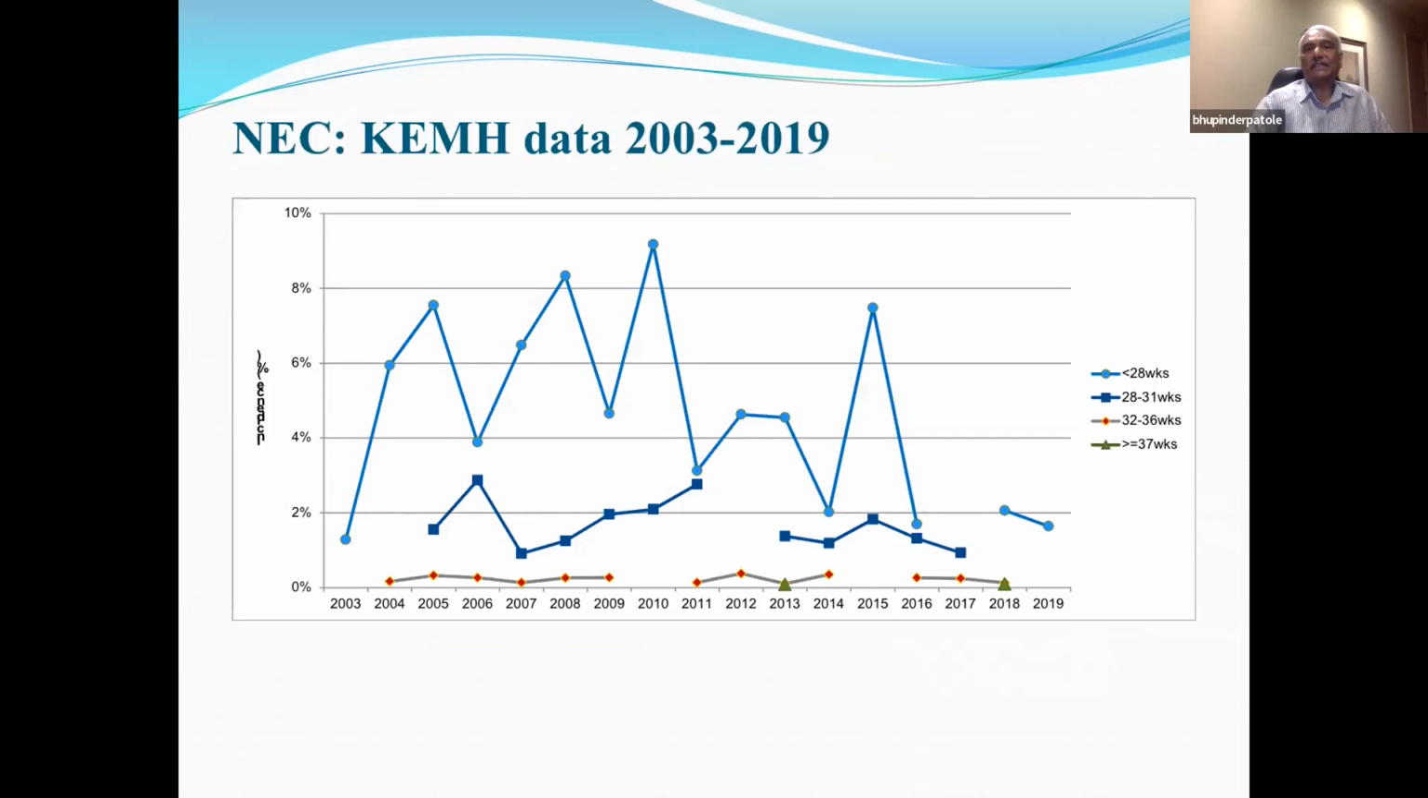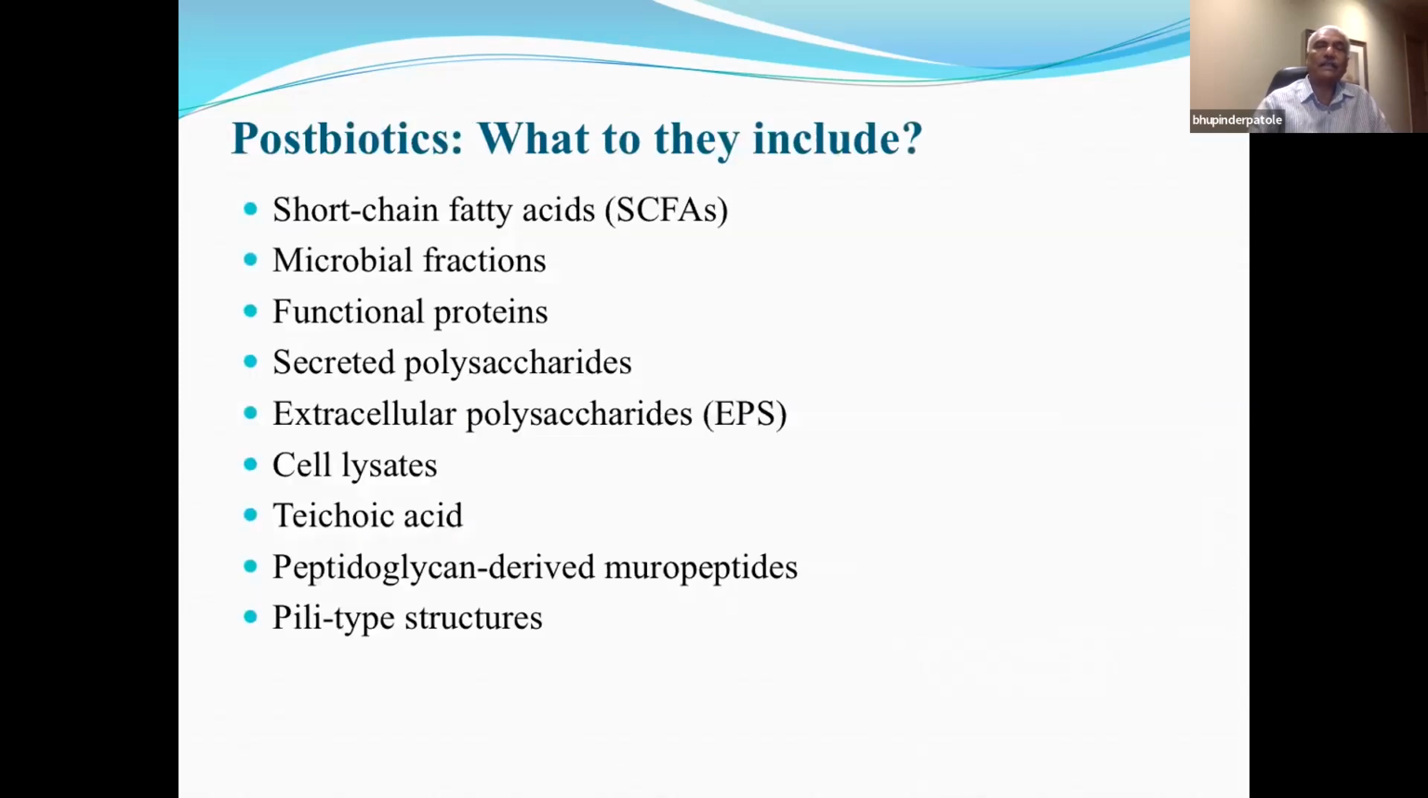This is what we have achieved since 2003 in our own unit. You can see that the incidence of definite NEC in babies less than 28 weeks in our nursery is not even 2%. So that is something that we have achieved by implementing all those strategies listed in this slide.